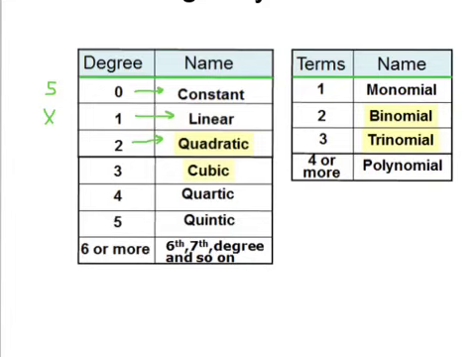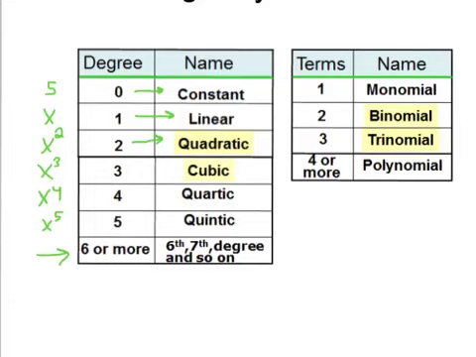Something like this, for a quadratic, we would say x to the second power, or x squared. That has a degree of 2. X to the third power is what we call a cubic polynomial. And then we can keep going, x to the fourth, x to the fifth, and on and on. Once we get to 6, you'll notice that we don't have a specific word for it. We just call it a 6th degree, 7th degree, 8th degree, and so on.